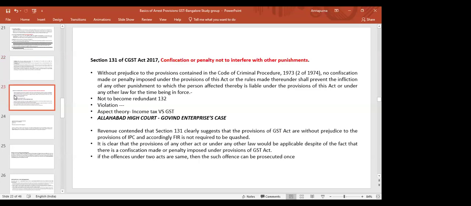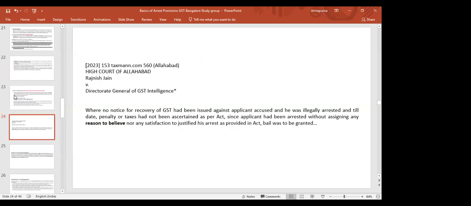Yeah. So next is a few case laws, sir, I have just given as a reference, sir. I think I have to again read in detail after reading this provision, but just to bring out certain principles, what has been taken in some of the judgments, sir. One is this Rajneesh Jain, where they were saying that there was no notice for recovery of GST issued. Like he was illegally arrested. So as he is arrested without giving any reasons to believe, so this was also one of the grounds where the bail was granted, sir.